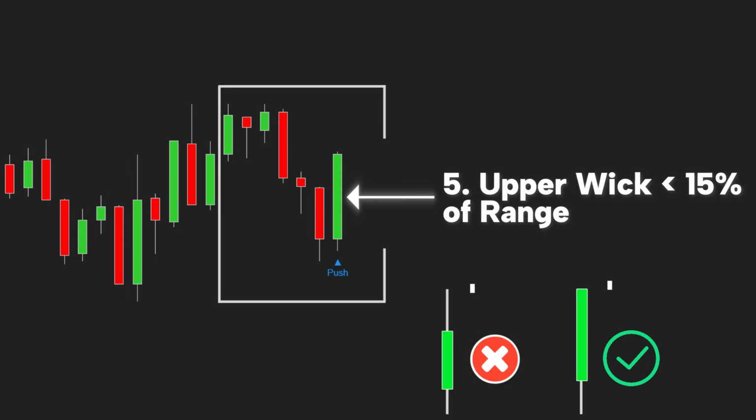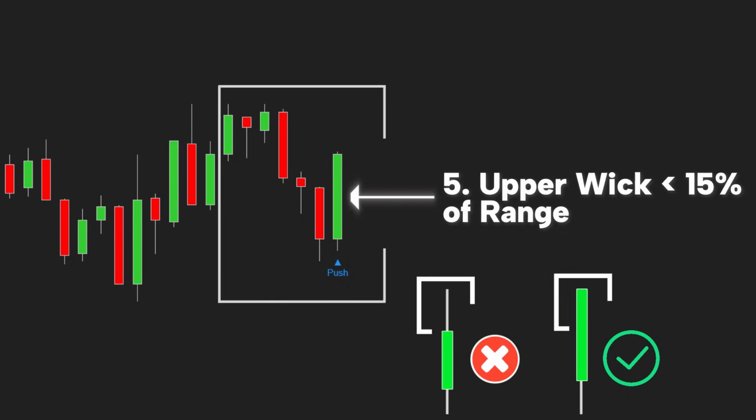Next, we move on to the fifth condition. In this condition, the upper wick of the bullish candle must not exceed 15% of the total candle range. In other words, the system requires the closing price of the push candle to be very close to the high without being too far away. This shows that throughout the formation of the candle, the buy side kept pushing price higher and was able to hold that level until the close.